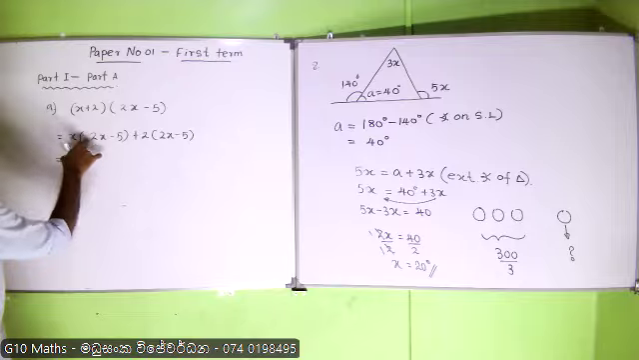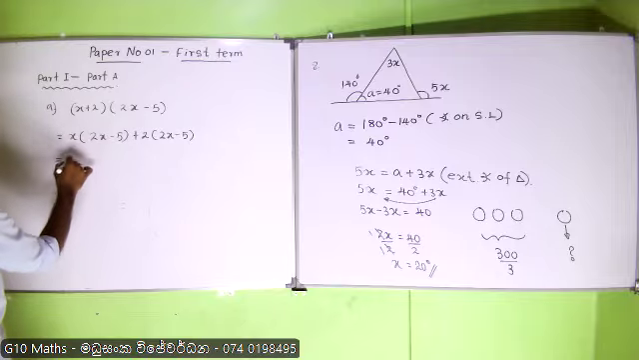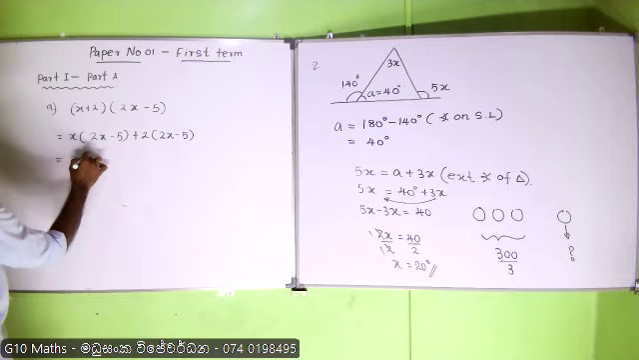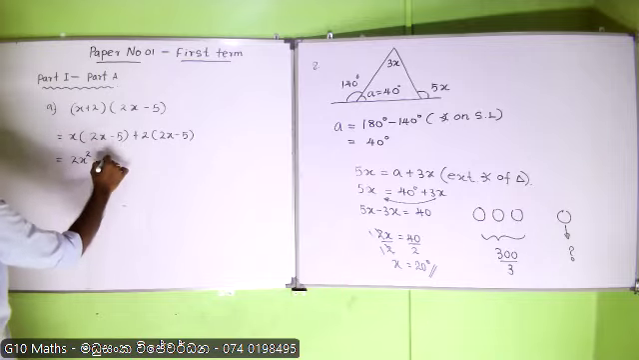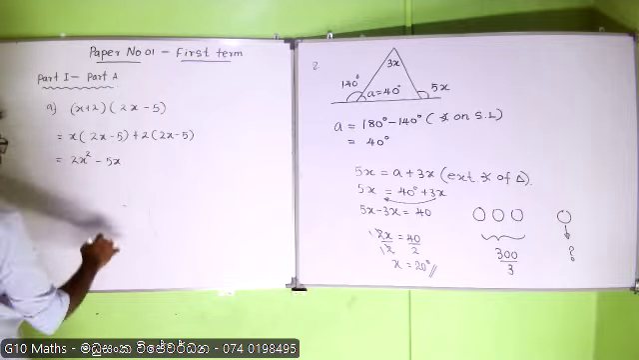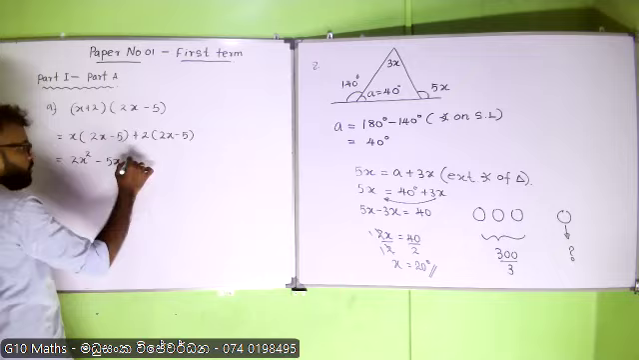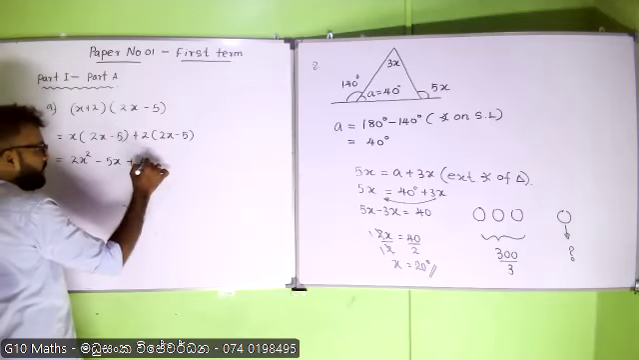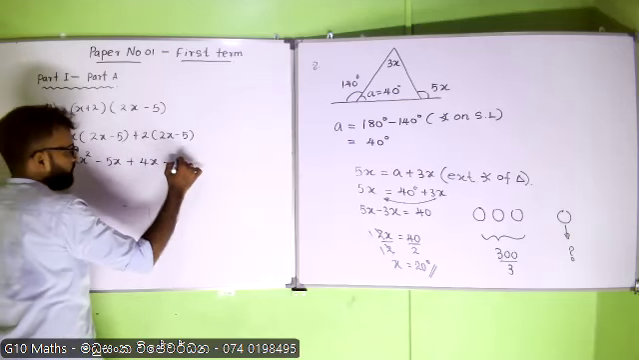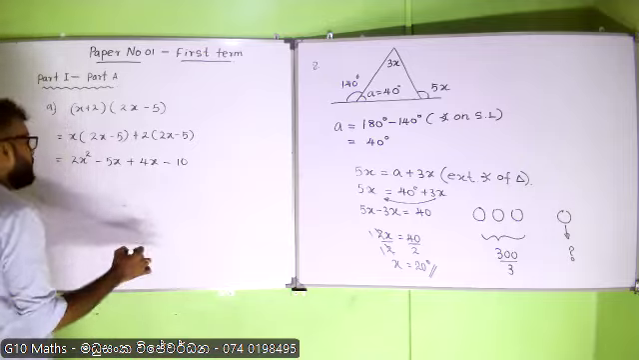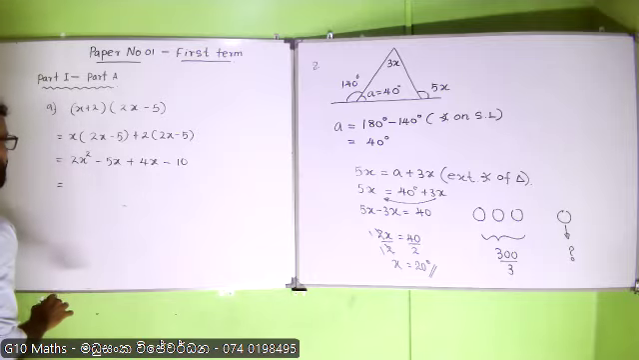Equal mark. Positive into positive, positive, x into 2x, 2x square. Positive into negative, negative, x into 5, 5x. Positive into positive, positive, 2 times 2, 4x. Positive into negative, negative, 2 times 5, 10. Done. Equal mark.